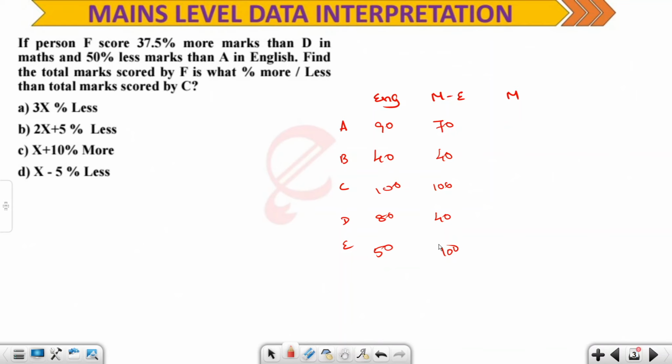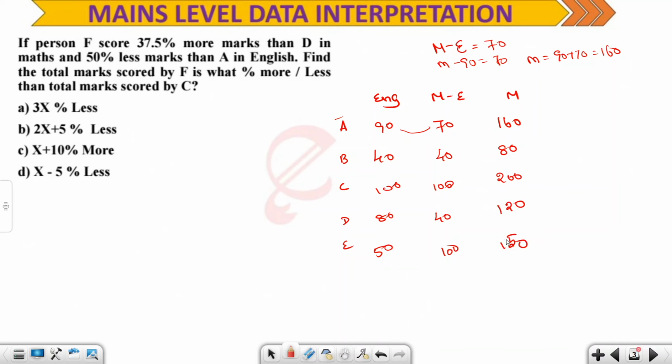So these are the details given in this chart. Now you know M minus E. From M, if I subtract E, I get 70. Let me take person A. What is the mark scored by A in English? M minus 90 equal to 70. That means the mark scored by Maths is 90 plus 70, which is equal to 160. The total marks scored by A is the sum of these two numbers, which is 160. Then what about B? 80. What about C? 200. What about D? 120. What about E?